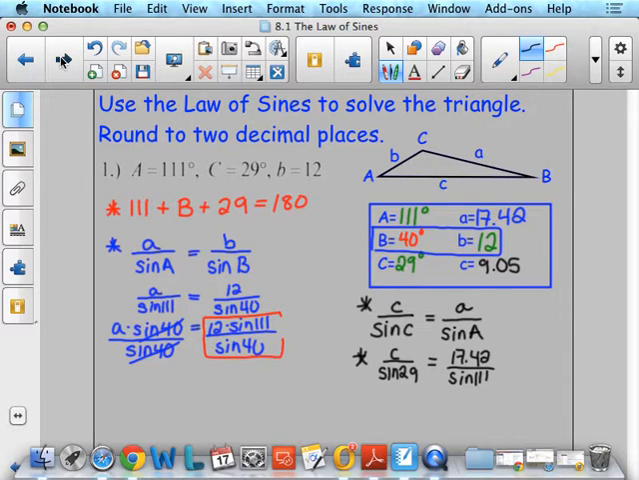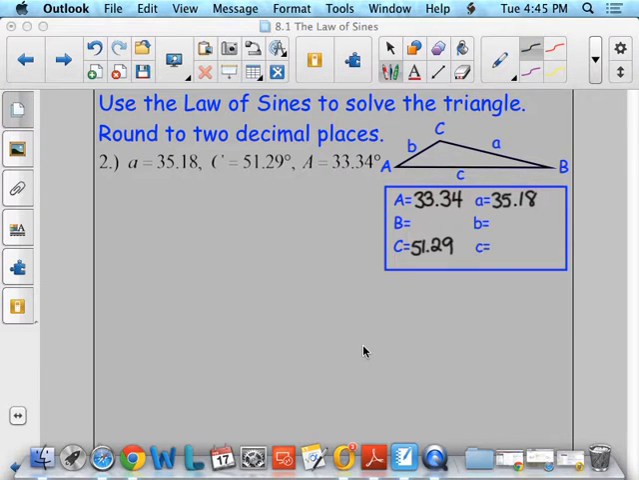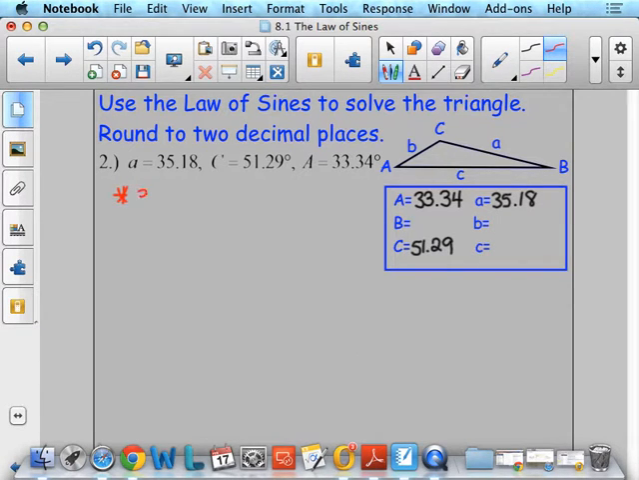All right, question 2. Okay, so we know little a, capital C, and capital A. Okay, so first thing we can solve for is B, where all angles in a triangle are always 180. So we should get B is 95.37.